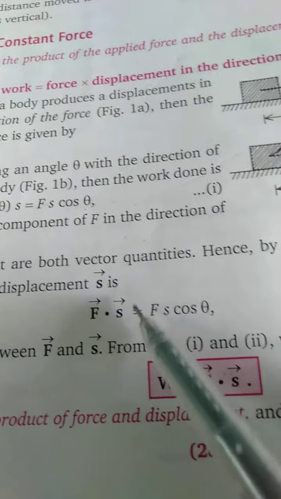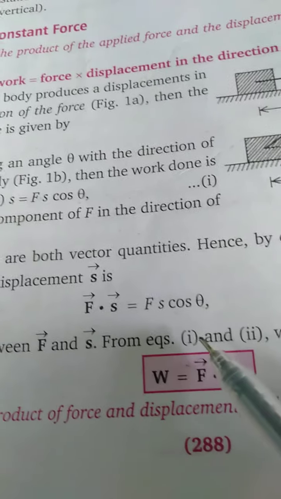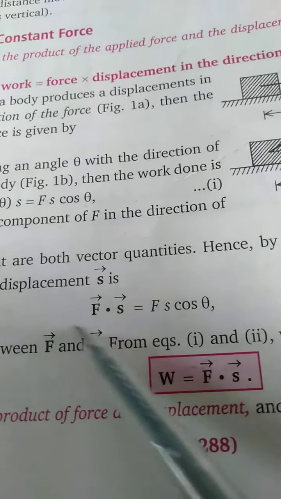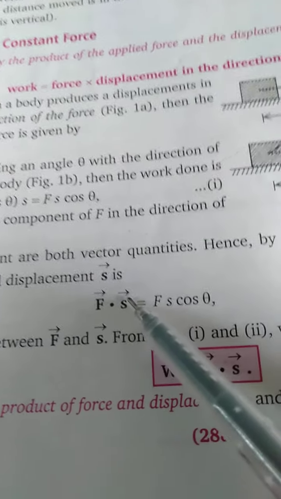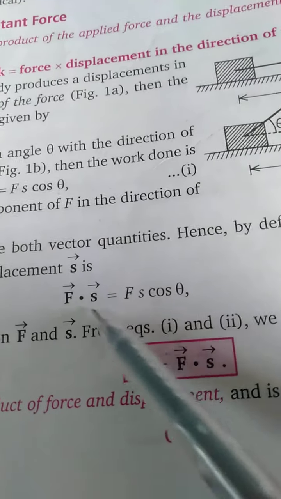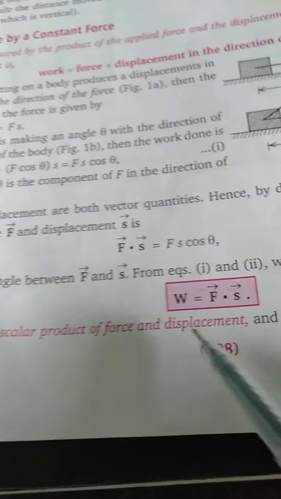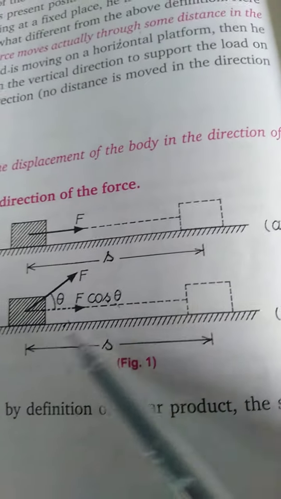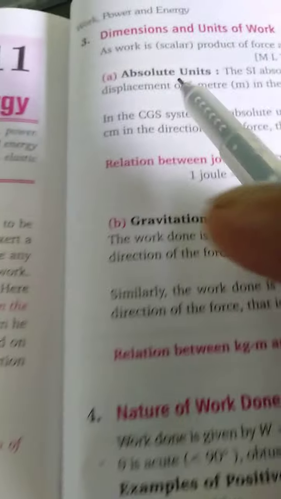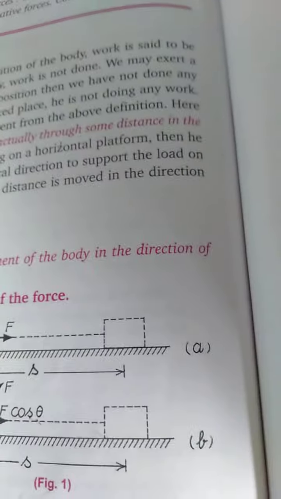Now as we know, the resultant of any dot product is always a scalar quantity. So here also we will say that work is a scalar quantity, and thus work is a scalar product of force and displacement. Work is the product of force and displacement in the direction of force, or you can say the product of displacement and force in the direction of displacement. Now let's come to unit.